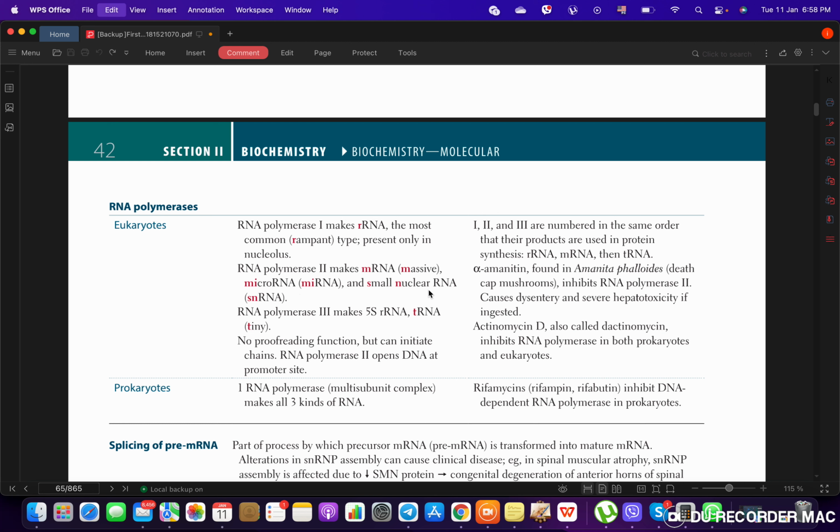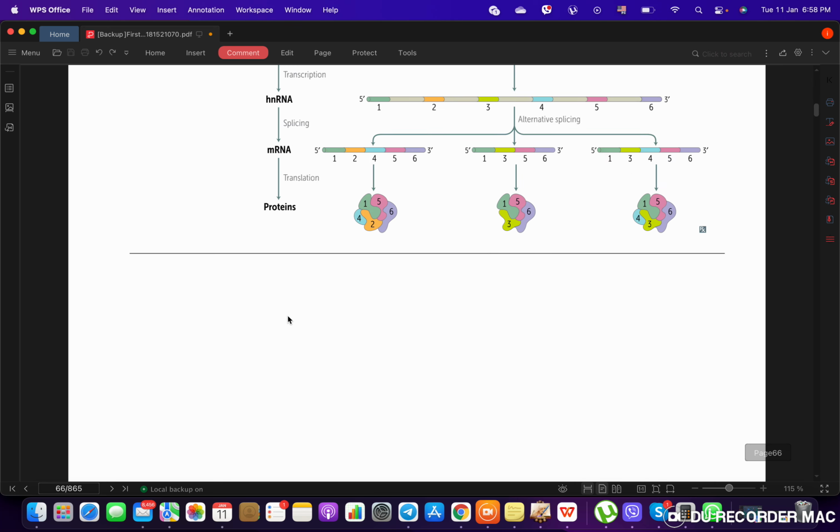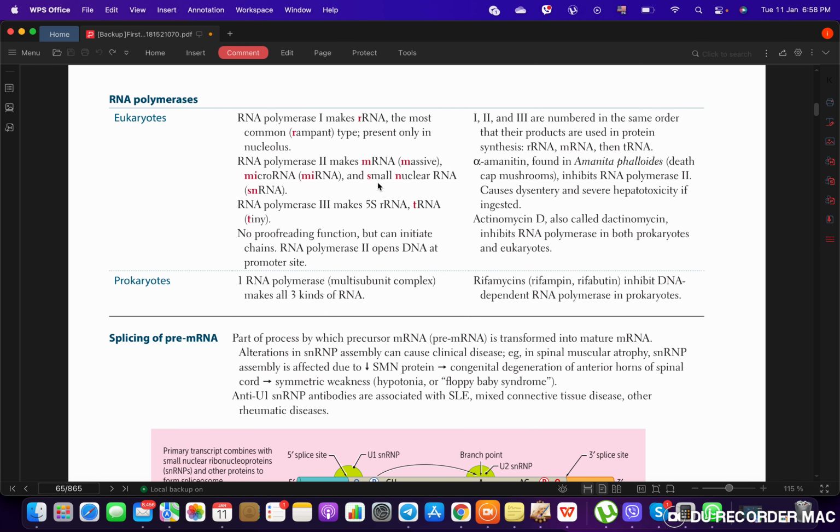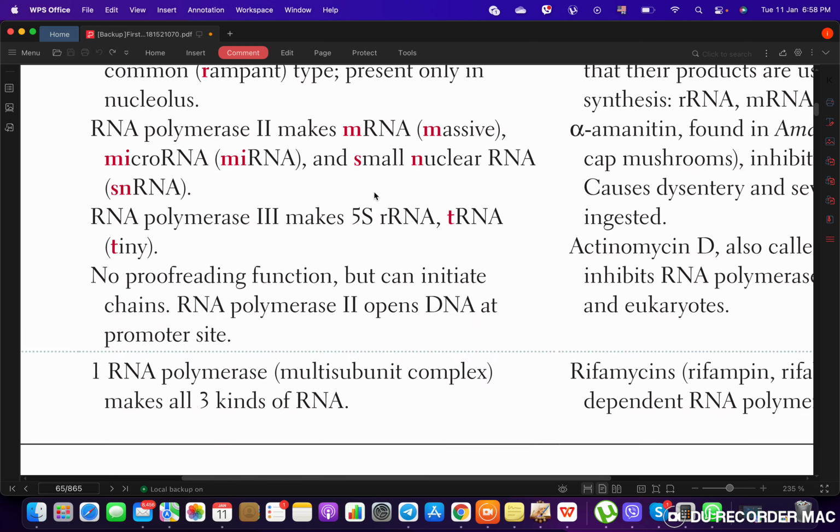And something called the small nuclear RNA. These minor ones will have their time in the near future, but for now, let's focus on our mRNA. So that mRNA was the one that used to go to the ribosomes and get translated to make us proteins. Finally, the RNA polymerase 3 makes us the most tiny portion of the rRNA.